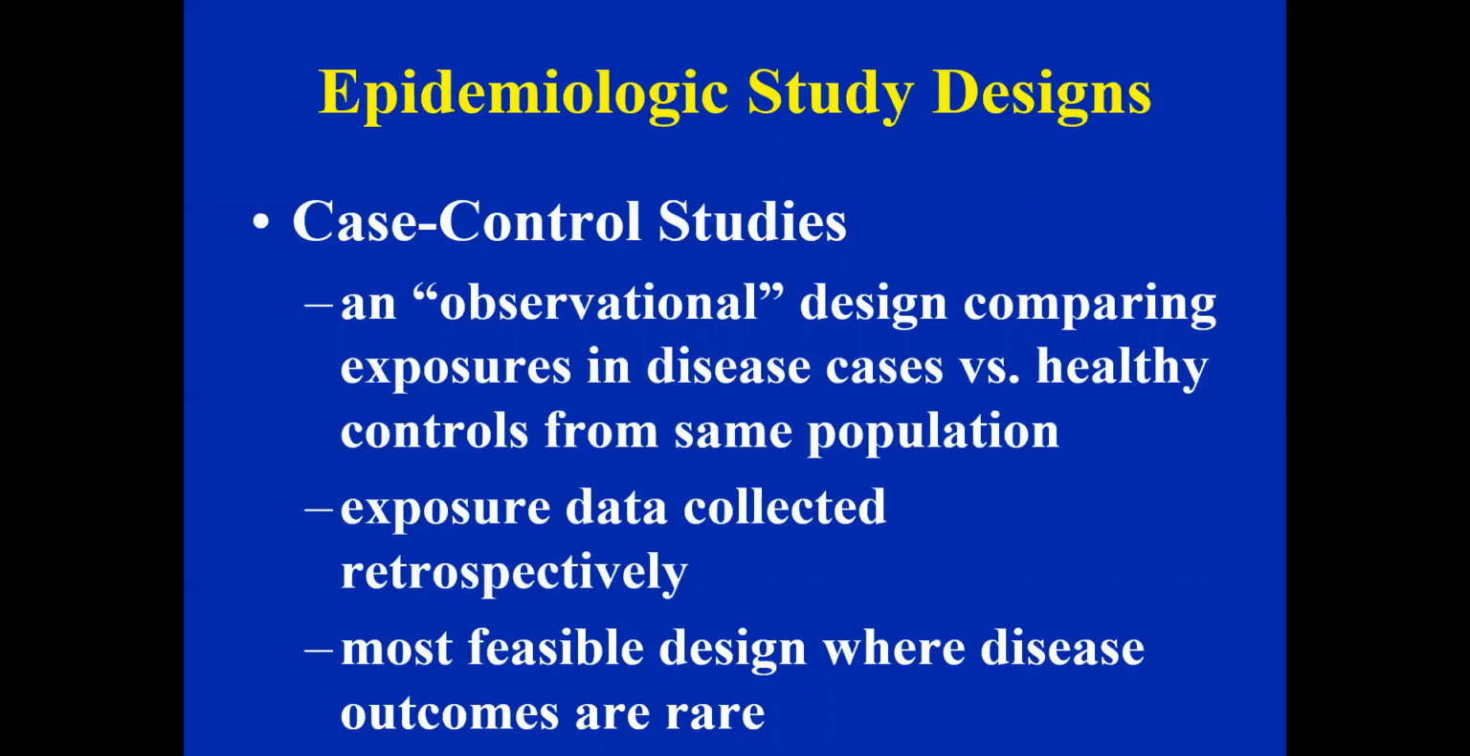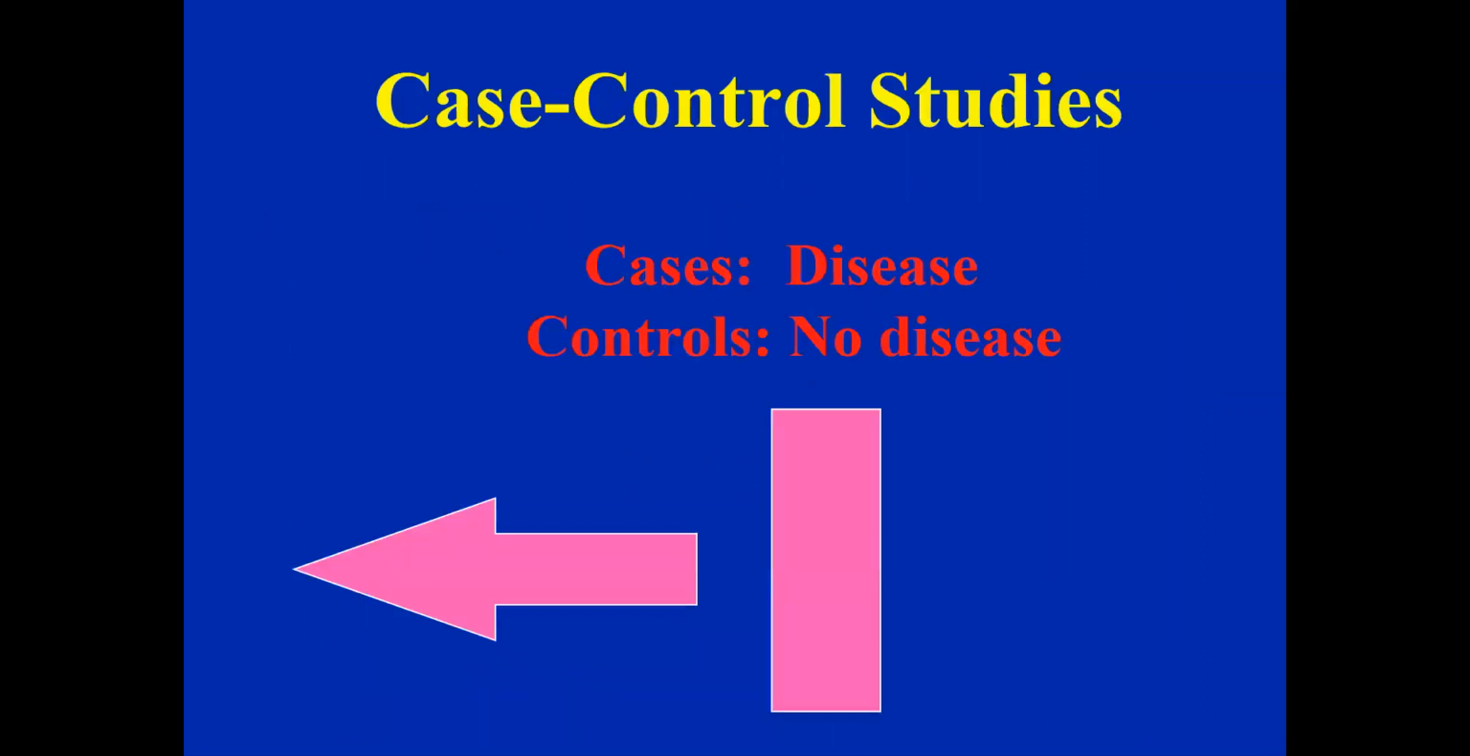Then remember we discussed the concept of time, where we say retrospective, we're going backwards in terms of time, where we look at whether the cases or the controls were exposed in the past to whatever exposures we'll be looking at. So this is the structural appearance of a case control study.